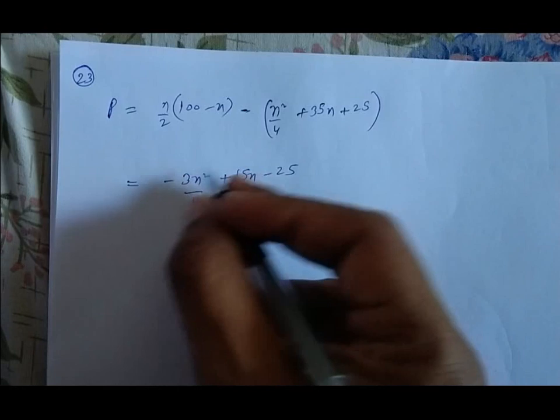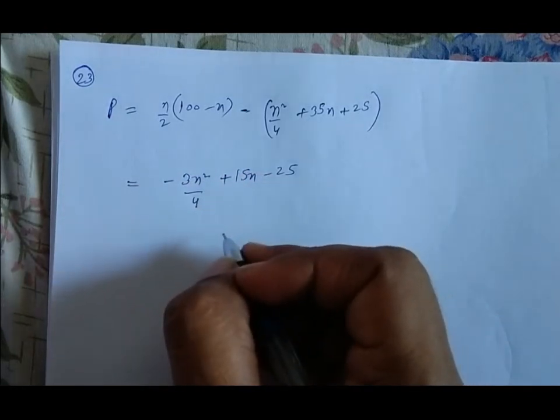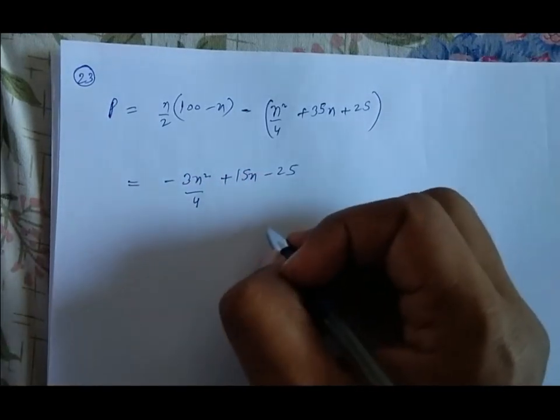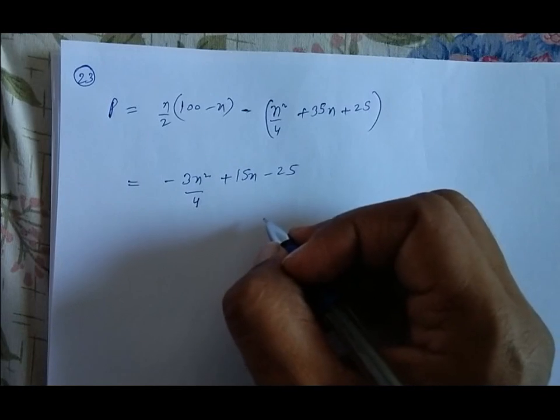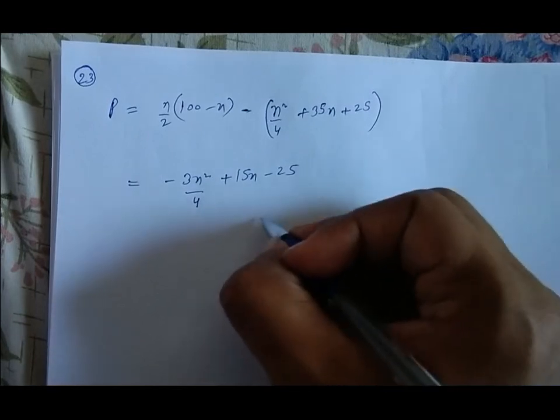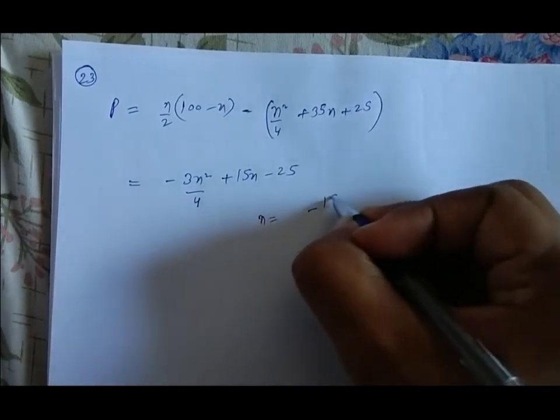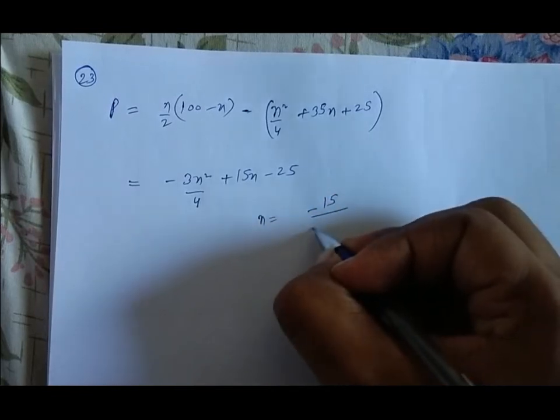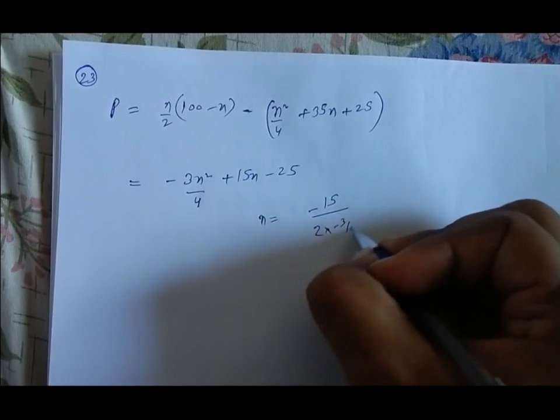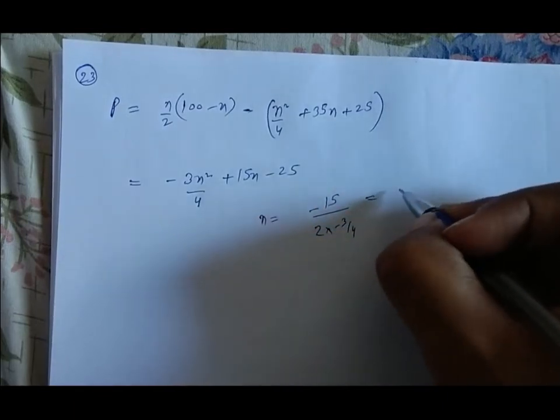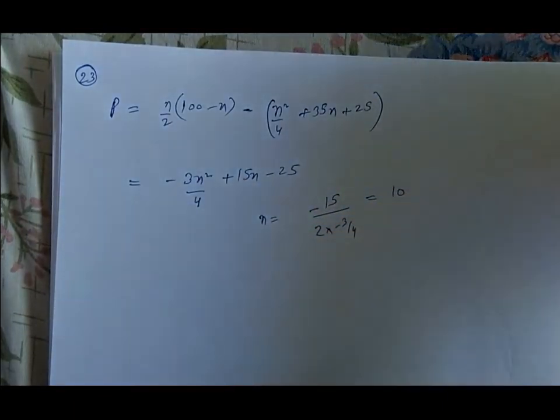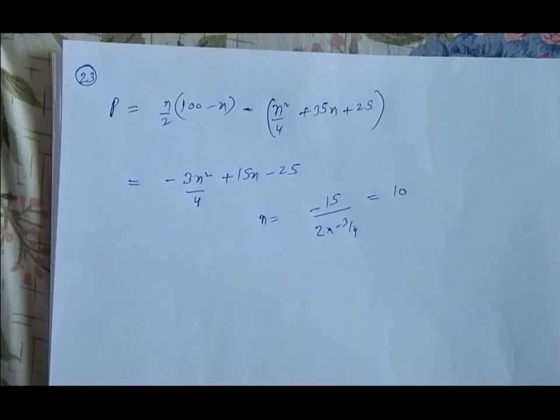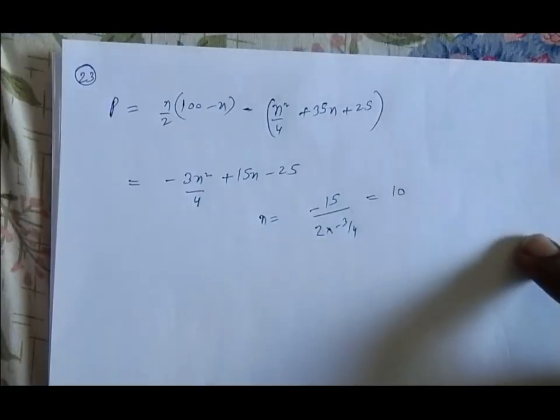So this is a downward opening parabola which gives its maximum value at n equal to minus b by 2a. So that is 15 divided by 2 into minus 3 by 4, which would be equal to 10. Moving on to the next question, question number 24.